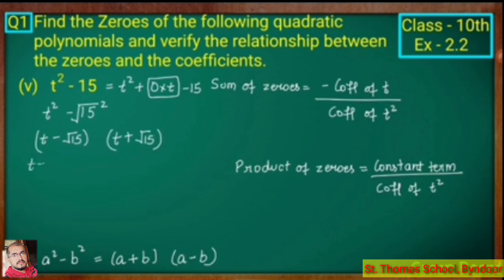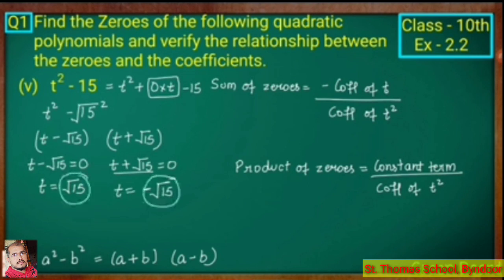Now t minus root 15 equals 0 and t plus root 15 equals 0. So root 15 goes to the other side, and t equals root 15. And plus root 15 goes to the other side, it is minus root 15. So t equals minus root 15. These are the two zeros: root 15 and minus root 15.